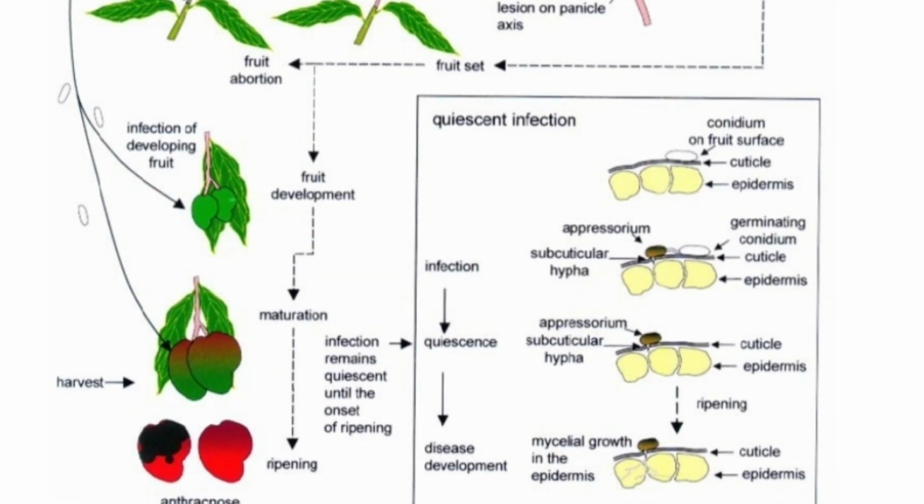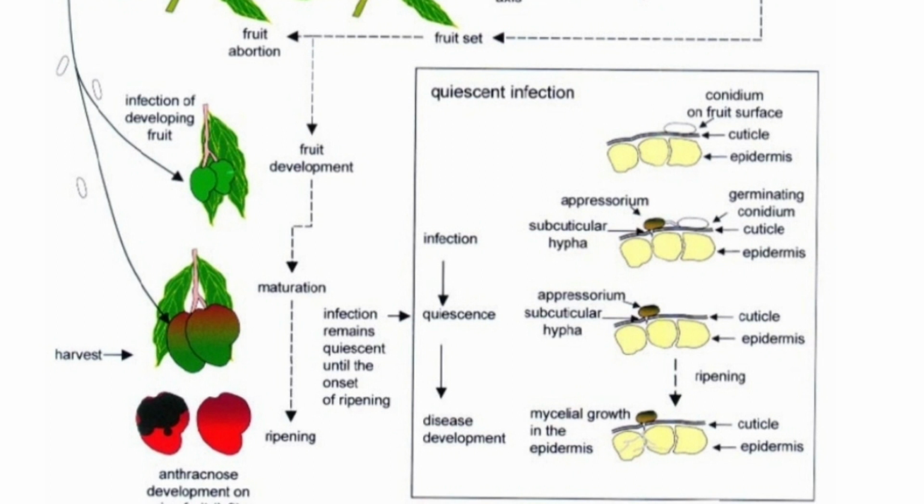After initial establishment in the fruit, the fungus remains latent or dormant as pinpoint infections until the fruit begins to ripen. In the quiescent infection, the conidia on the fruit surface produce a mycelial outgrowth, that is an appressorium, into the epidermis of the fruit. Then dark, depressed, circular lesions develop on the fruit and increase rapidly in size.